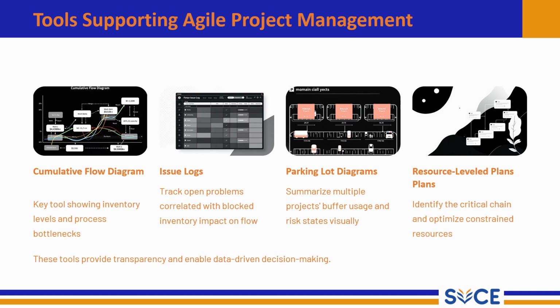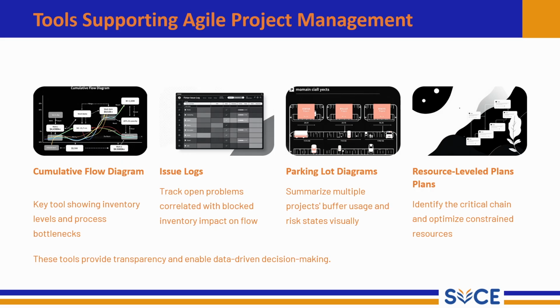Issue logs. Issue logs are used to track problems or risks during the project. They help identify items that are blocking progress. Agile teams regularly update issue logs to monitor which problems are still open and which have been resolved, ensuring that nothing is ignored. Parking lot diagrams.